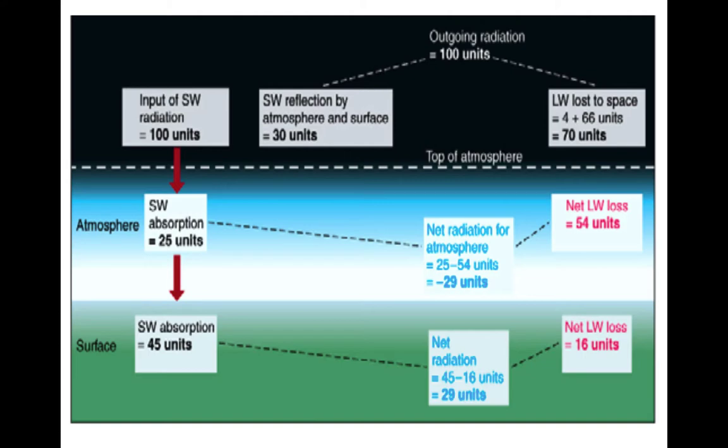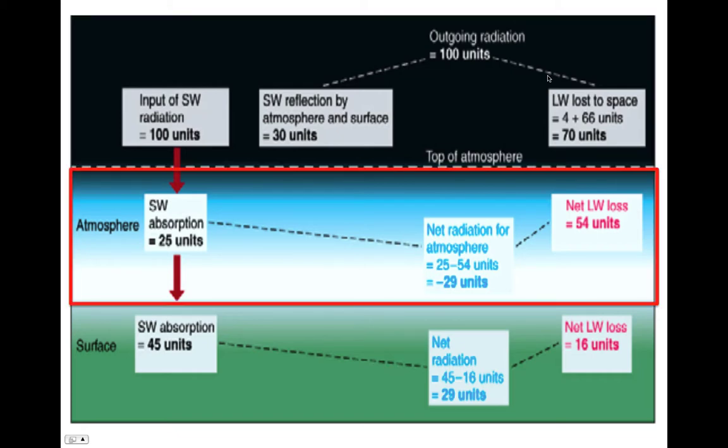This graph considers radiation budgets at different layers in the climate system. First, we'll look at the top of the atmosphere, where the budget is balanced. 100 shortwave units of energy coming in, 30 units of those are reflected away by the atmosphere and the surface, resulting in a planetary albedo of 30 over 100, or 0.3. The other 70 units are lost by long-wave radiation out to space.